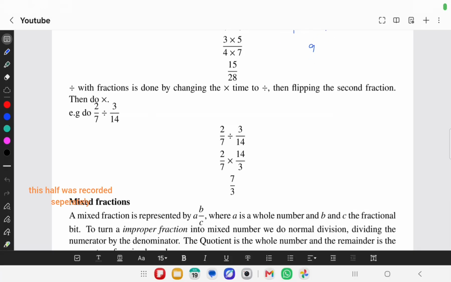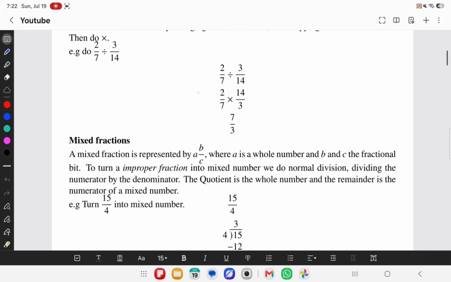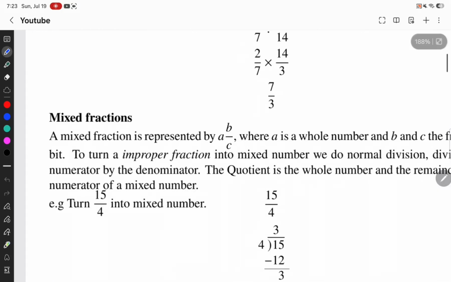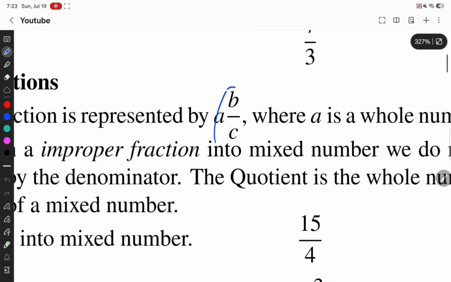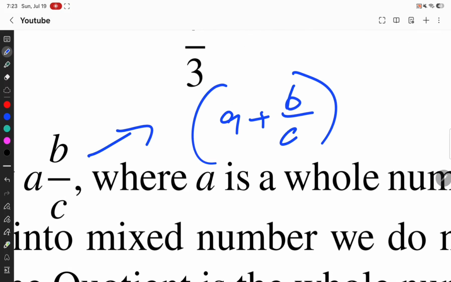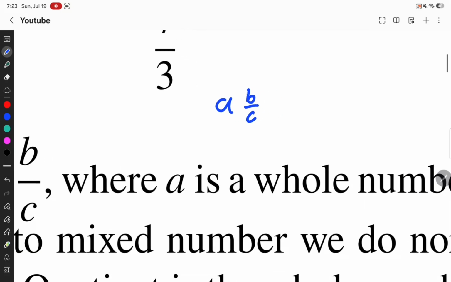Next we have mixed fractions. A mixed fraction is represented by A, B, C. Here, normally, it just looks like a number with a fraction. What this represents is basically A plus B over C. Okay, I will tell you why in a second. But remember, it actually means this. In a calculator, it may look like this, like a small BC.